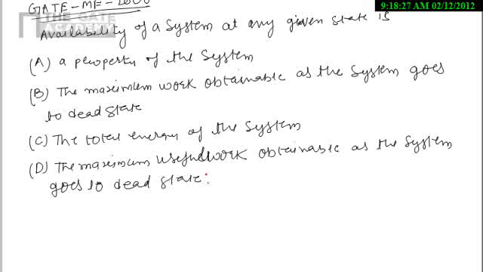Again, it's a straightforward question. Whenever we are talking about availability of a system, then we are interested in maximum useful work. We are not interested in maximum work. So the correct answer for this problem is D. It's the maximum useful work obtainable as the system goes to dead state. So the correct answer is D.